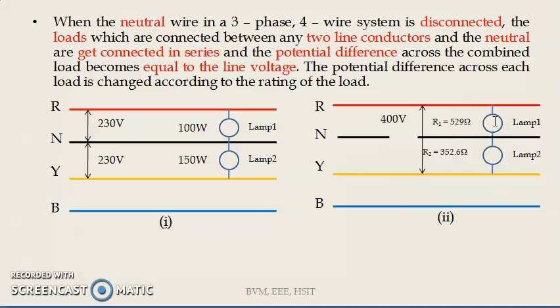According to the rating of the load, see here, the rating is 100 watts for this, 150 for this. When you calculate the resistance of R1 and R2, for a lamp rated 100 watts, the resistance will be 529 ohms. For a lamp rated 150 watts, the resistance will be around 352.6 ohms. Now what will happen?